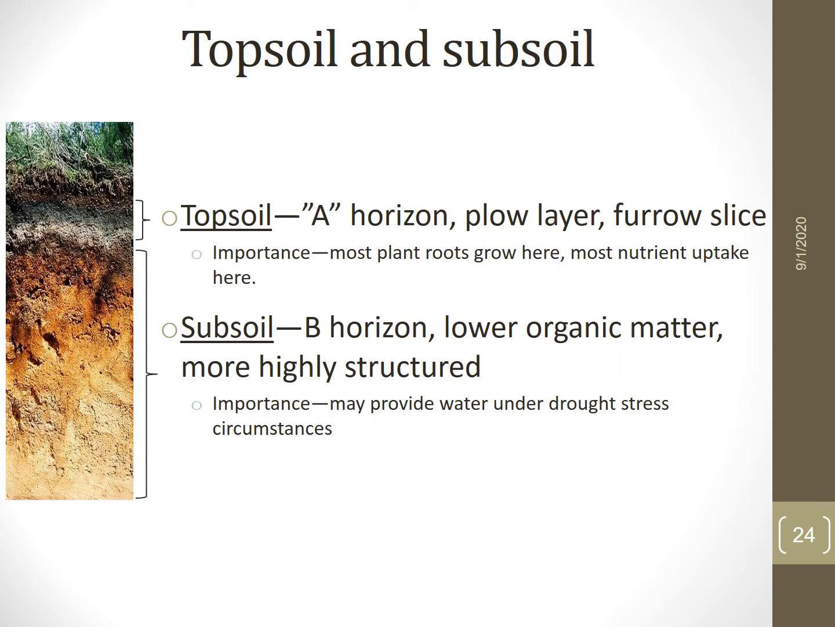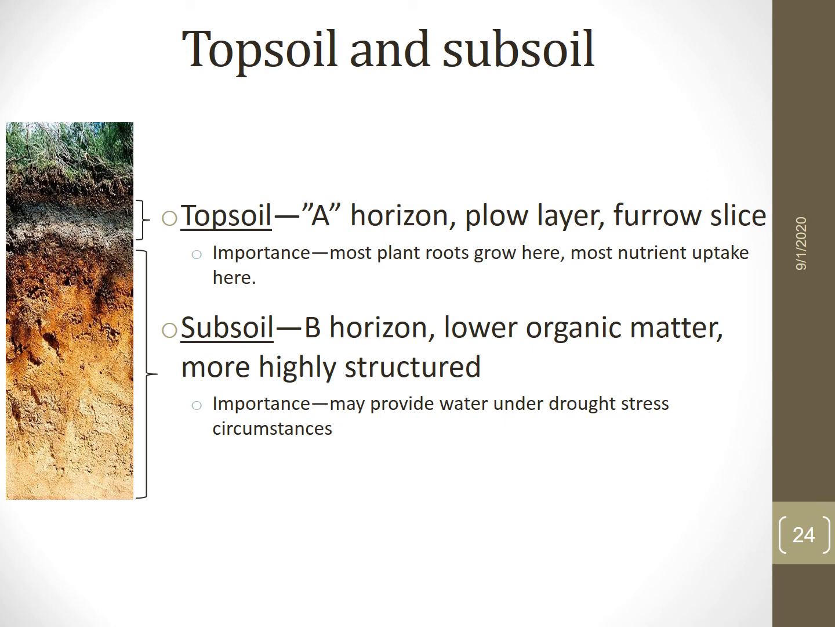Topsoil and subsoil. So when we talk about topsoil, we're talking about the A horizon, the plow layer, the furrow slice, the top of this soil profile. This is where most plant roots grow. This is the most nutrient uptake. This is where all the money is. Folks, this is a very important horizon that we don't want to lose to erosion because it takes a very long time to get it back.